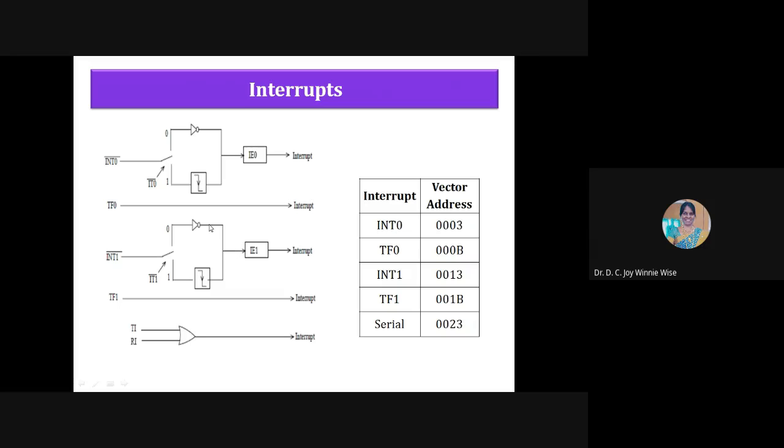And INT1, it again checks for two conditions. If both are enabled, this will enable this IE1 that is available in the timer control register, and it will jump to this vector address. So the vector address for INT1 is 0013. And for TF1, it is 001B. And for the serial interrupts, whether it is a transmit interrupt or receive interrupt, the vector address is 0023.